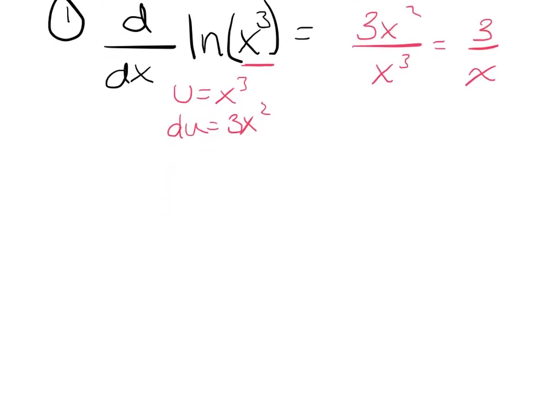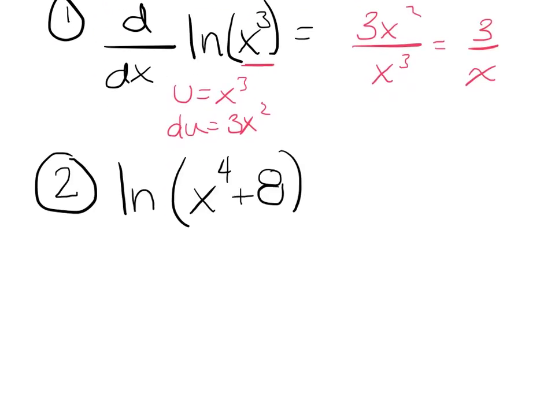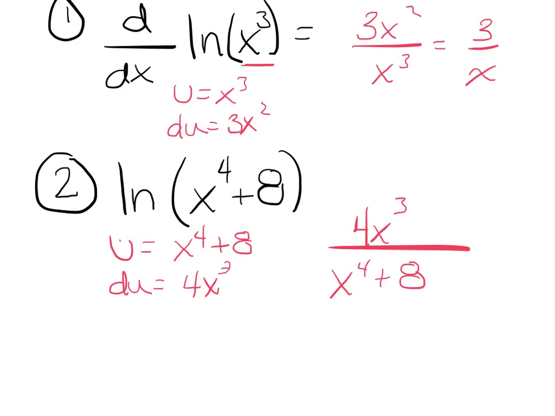Number 2, the ln of x to the 4th plus 8. Pause it, try it on your own, see if we get the same thing. So I've identified my u and my du, and again, just du over u. Nothing can clean up. Remember, if you can't cancel from every term, you're not going to cancel at all.